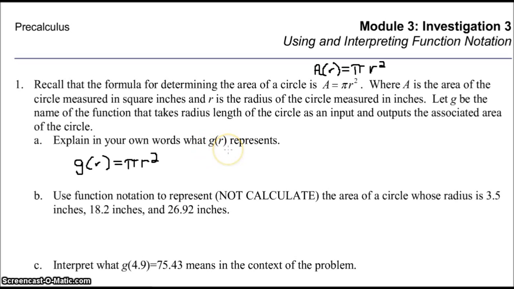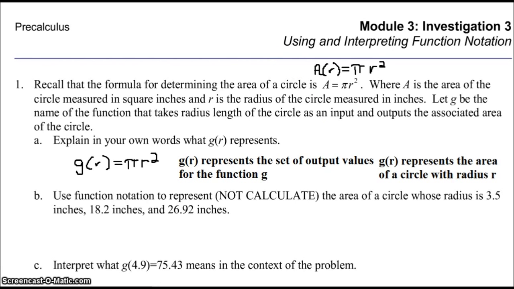So what does g of r represent? Well, it represents the output given any particular radius input. In other words, g of r represents the set of output values for the function g. You might even say that it represents the area given a particular value of r. It's important that we think about input and output here. r is the input and g of r is our output.